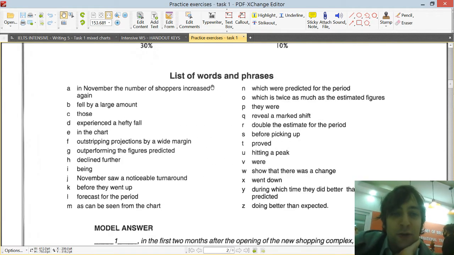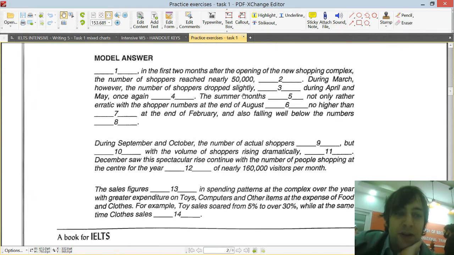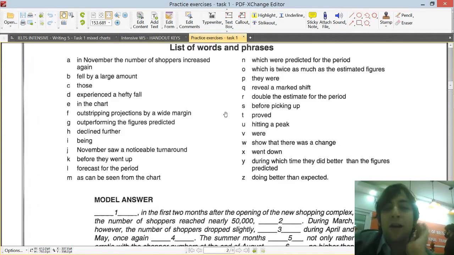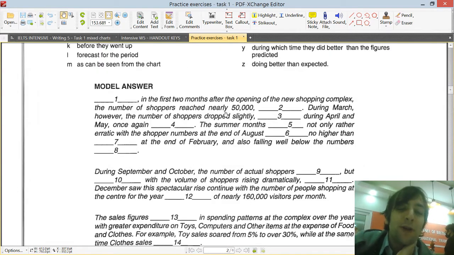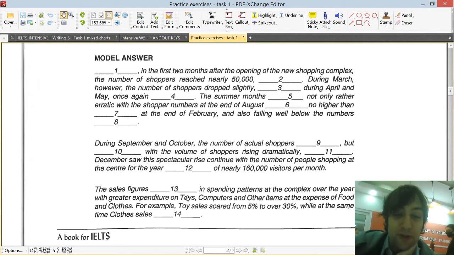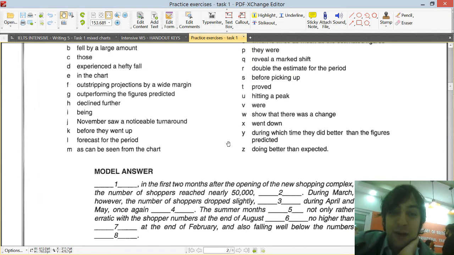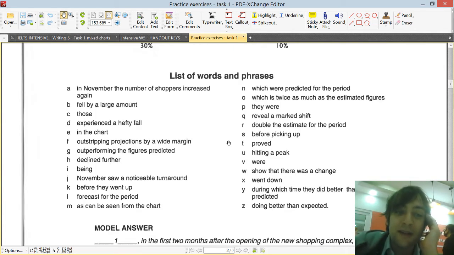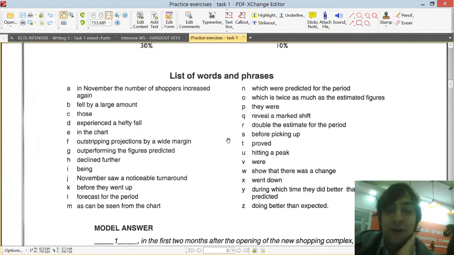Here we have the list of words and phrases that you will need for the exercise. And then here we have the model answer. Now, I'm not going to go through every single answer that you can put into each box. I'm just going to give you the best possible answer. So you want to avoid basic answers where possible.